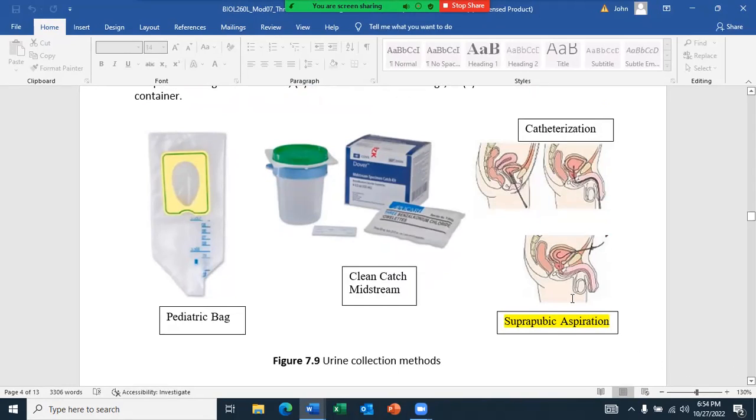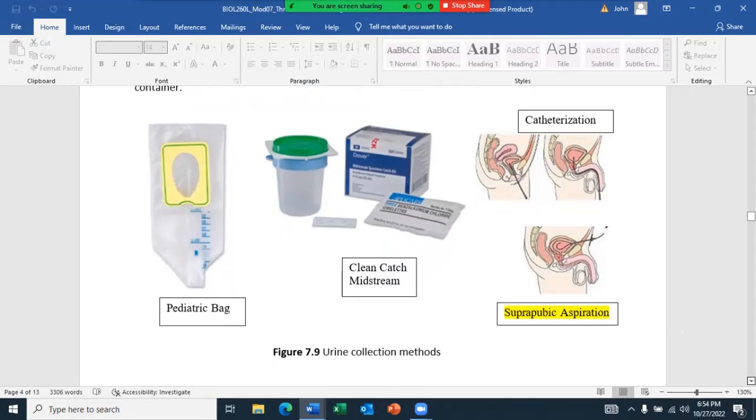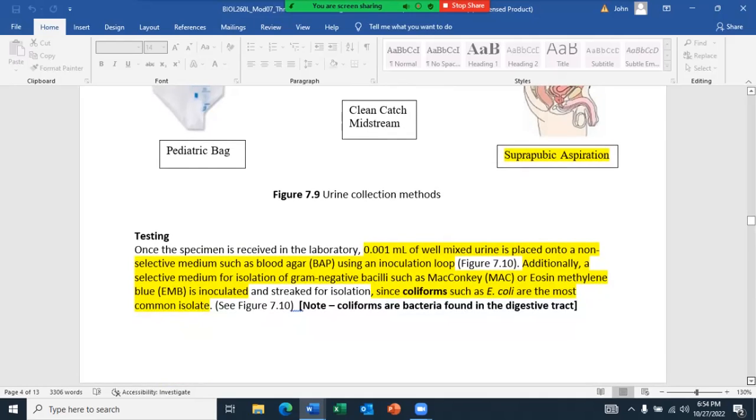This way is extremely clean, but patients don't like it because obviously you're sticking them with a needle and sticking it into the bladder. Those are the different ways to collect urine.